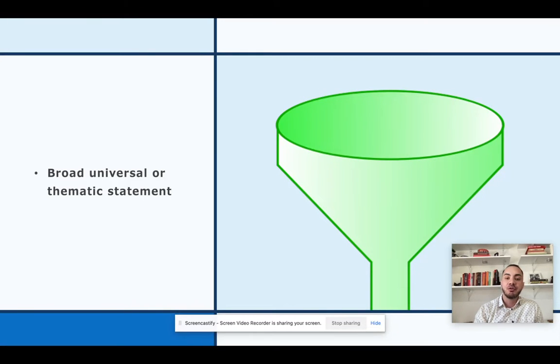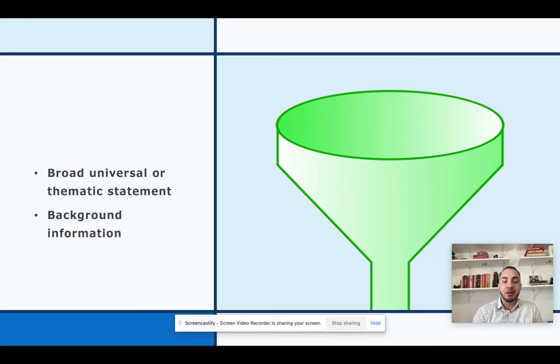Moving on towards the middle of the funnel, you're going to include some background information. When we're talking about a literary analysis, your background information is going to include the author's full name, first and last, the title of the work, and usually a summary of the work. And when I say summary, I'm talking one or two sentences to just summarize what the author is doing in the work or what kind of work it is.